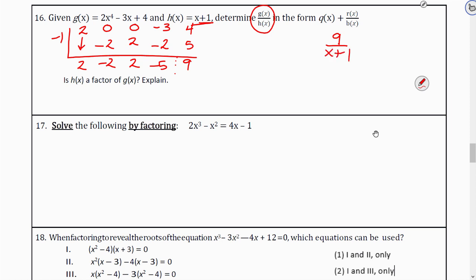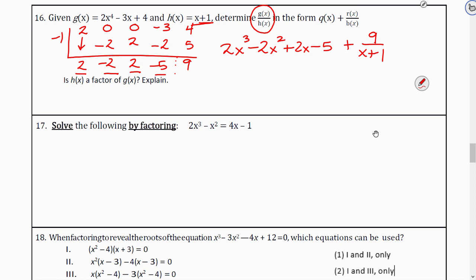And this is my constant term, linear term, quadratic term, cubic term. So what I get is 2x cubed minus 2x squared plus 2x minus 5. And then I get plus, because it's positive 9.